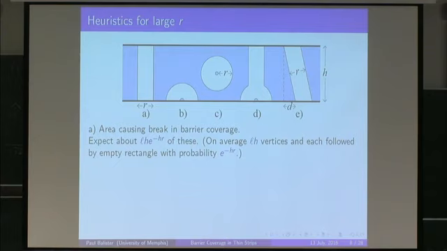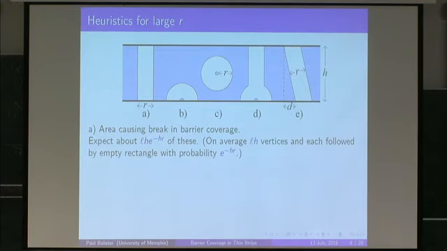Okay. How many of these obstacles do we expect to have in the strip? Oh, by the way, the strip is of length L, long, and height H. Well, since it's a Poisson process of intensity 1, one expects LH vertices to be in the entire strip, and the probability that each one is followed by an empty rectangle is just e to the minus the area of the rectangle, which is H times R. Multiply those two together, linearity of expectation, we expect about LH times e to the minus HR of these obstructions.